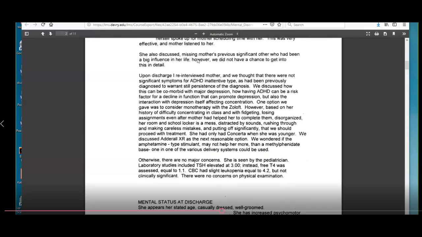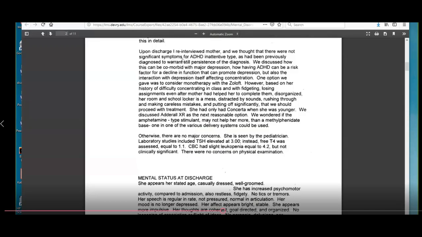She also discussed missing mother's previous significant other, who had been a big influence in her life. However, we did not get a chance to get into this in detail. Upon discharge, I re-interviewed mother, and we thought that there were not significant symptoms for ADHD, inattentive type, as had been previously diagnosed, to warrant still persistence of the diagnosis.